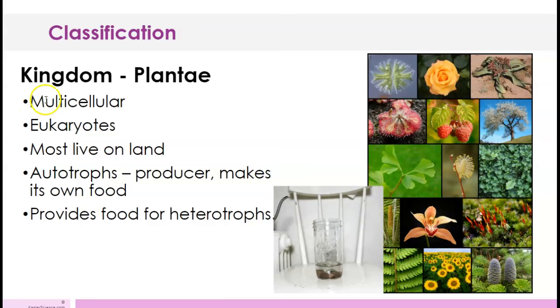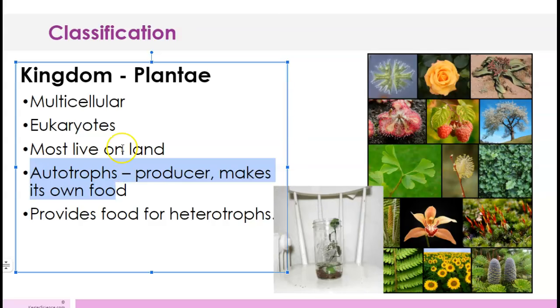The kingdom Plantae, again, they're autotrophic. They can make their own food. They're most likely to live on land. They're eukaryotic, and because you can see it with your naked eye, it's multicellular.